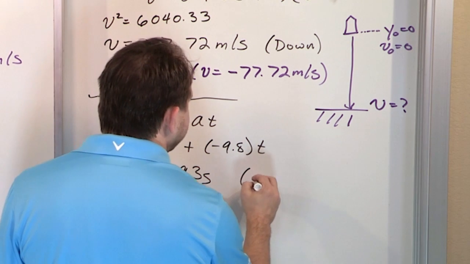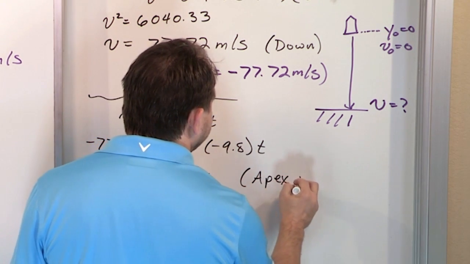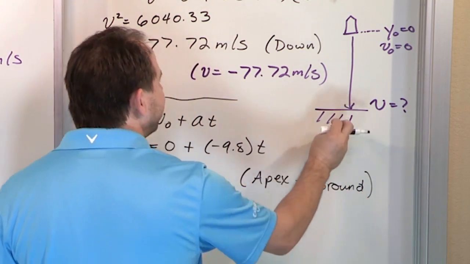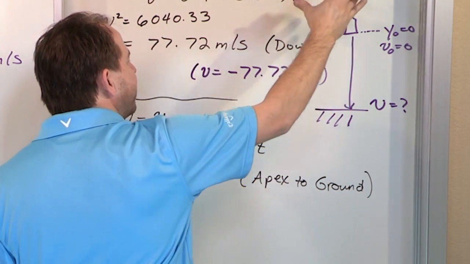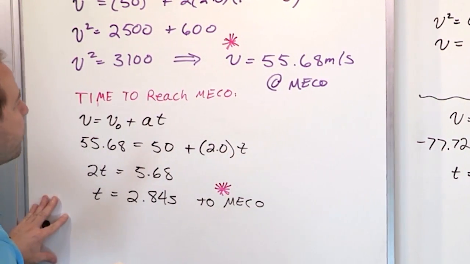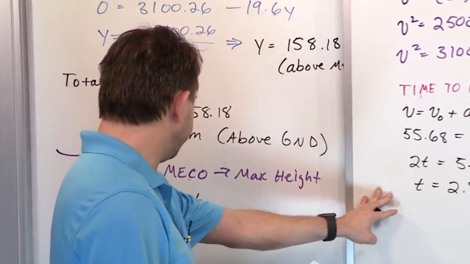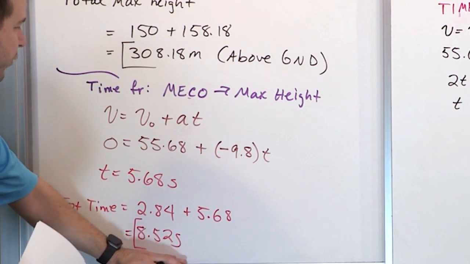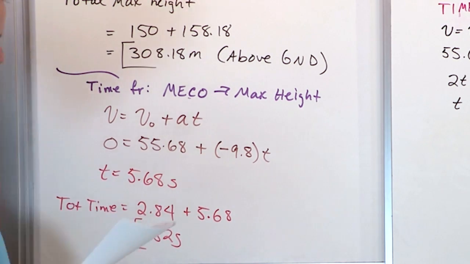And then what is this time? This is the apex to ground. So the rocket has powered itself all the way to the top. Then it's like dropping a rock. It takes 7.93 seconds. And we already know from our previous answer, where did we say here? The total time to get to the top was 8.52 seconds. There.